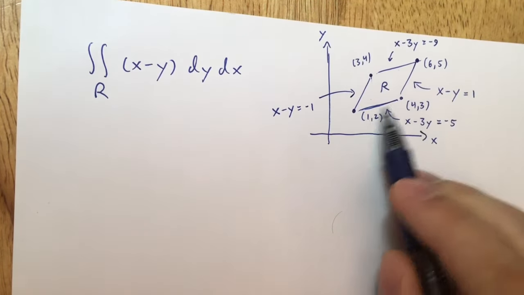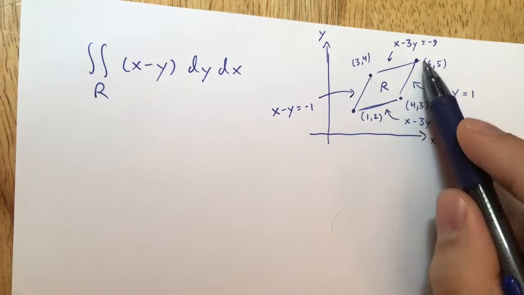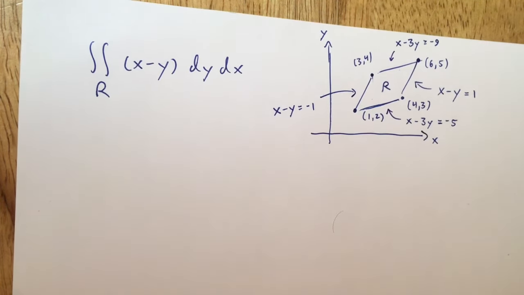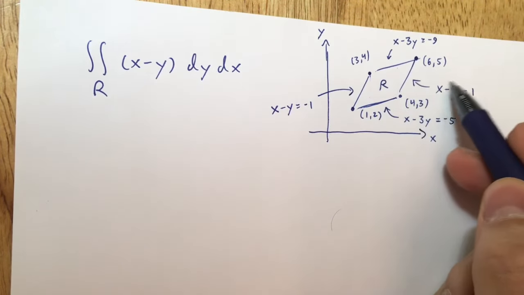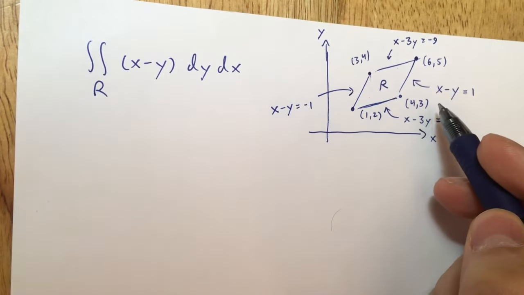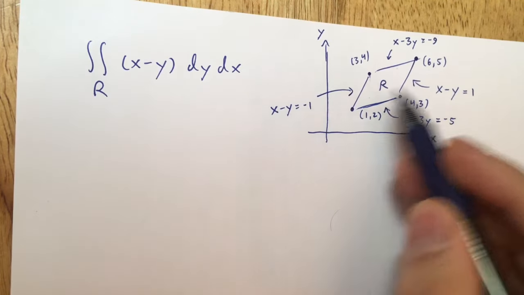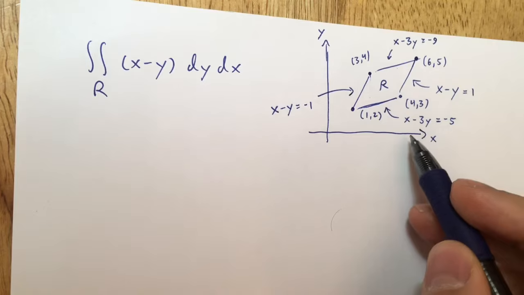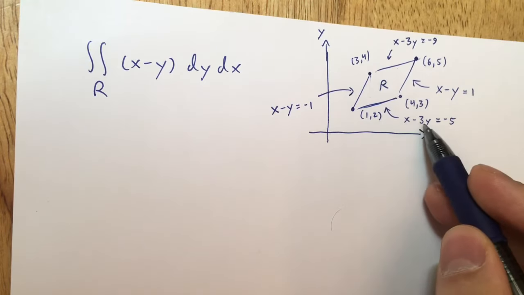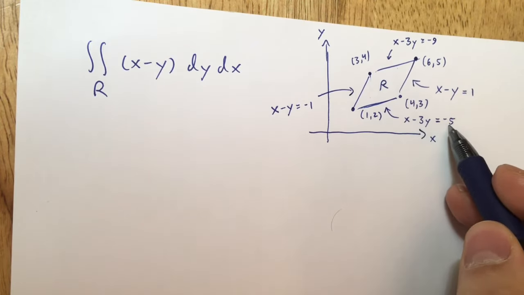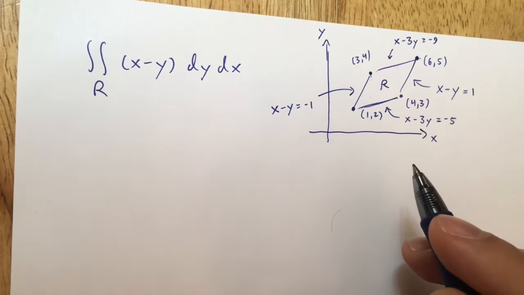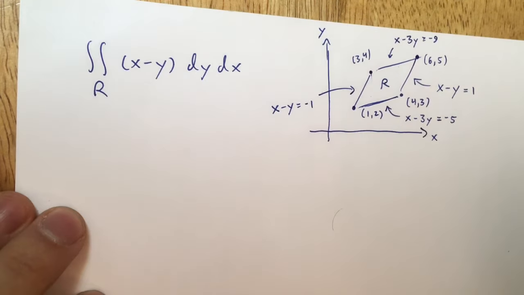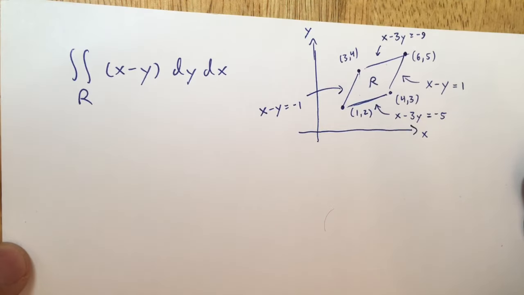So by getting an idea of what these border lines are, we can get an idea of what change of coordinates we should make. One thing I'm noticing is that this line and this line have the same expression on the left-hand side, x minus y. X minus y went from negative 1 to 1. And these lines have the same expression on the left-hand side, x minus 3y. So x minus 3y goes from negative 9 to negative 5, right? So that suggests a change of coordinates.